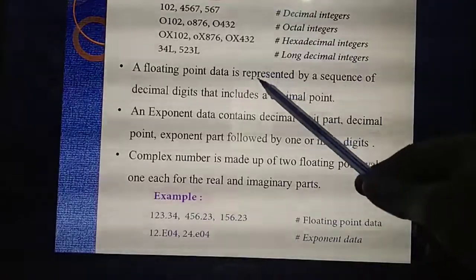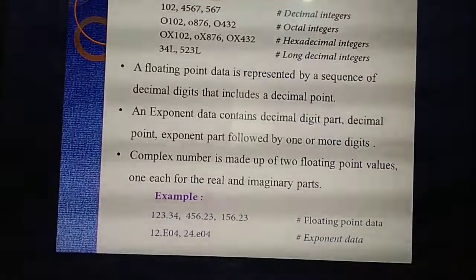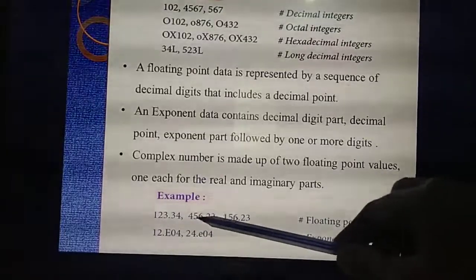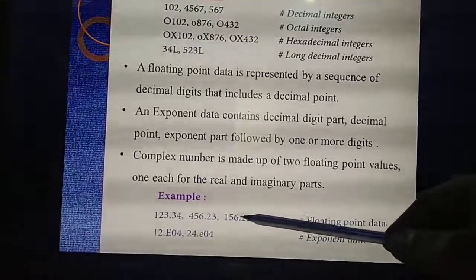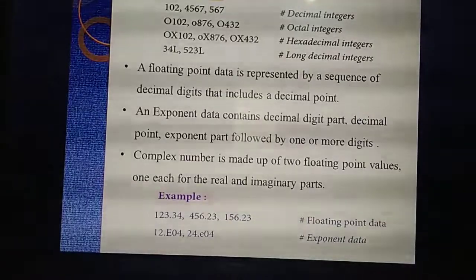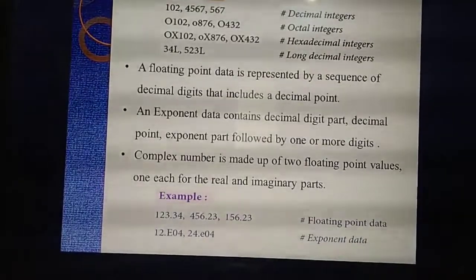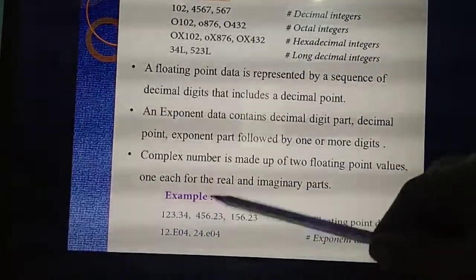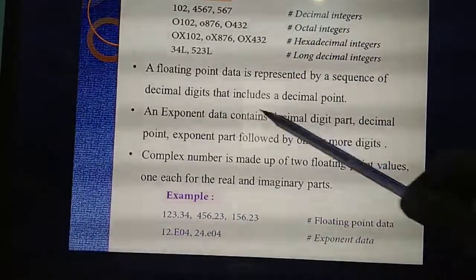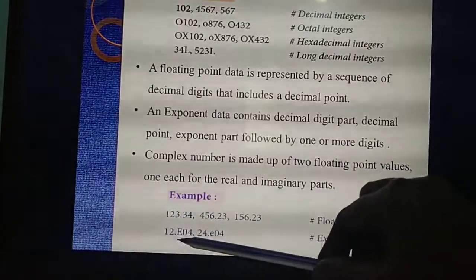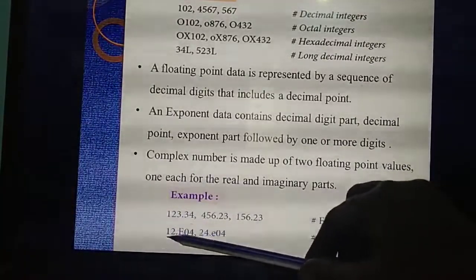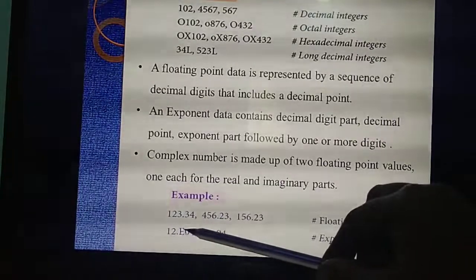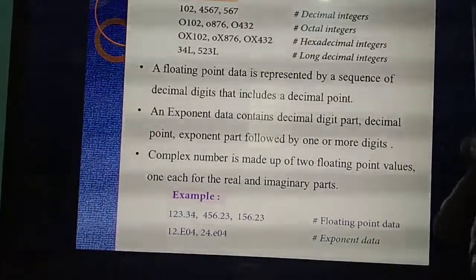This floating point, listen. Floating point is represented by decimal digits. Already you know. See 123.34, 456.23, 156 point. This kind of number is what you call floating point data. Exponent data, how many parts did I say? 3 parts. What are they? First one, the decimal digit part. See this example, 12.E04. So the first part is the decimal. So what's the decimal number here? 12. Normal number, 12. Then what's the second part?